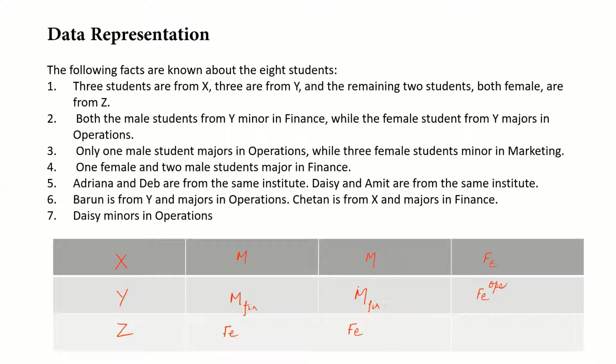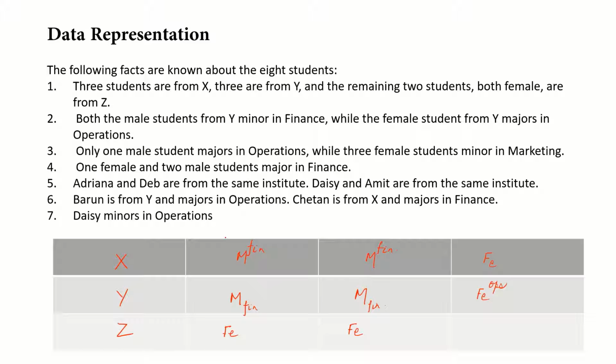Who is the male student we are talking about, or the female students we are talking about? 1 female and 2 male students major in finance. Now, based on the question, the students who are doing a minor in a particular subject would not do the major in the same subject. So the 2 male students doing a major in finance, since in Y we have 2 students who are doing minors in finance, these 2 males in X would be doing a major in finance. 1 female is doing a major in finance, we do not know who.